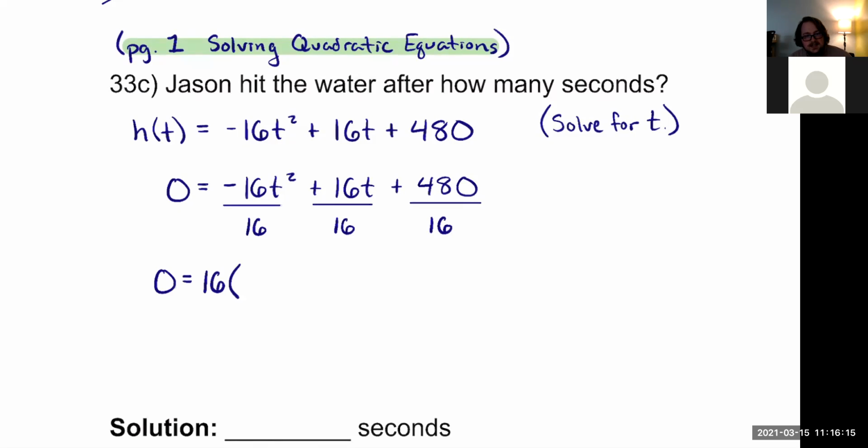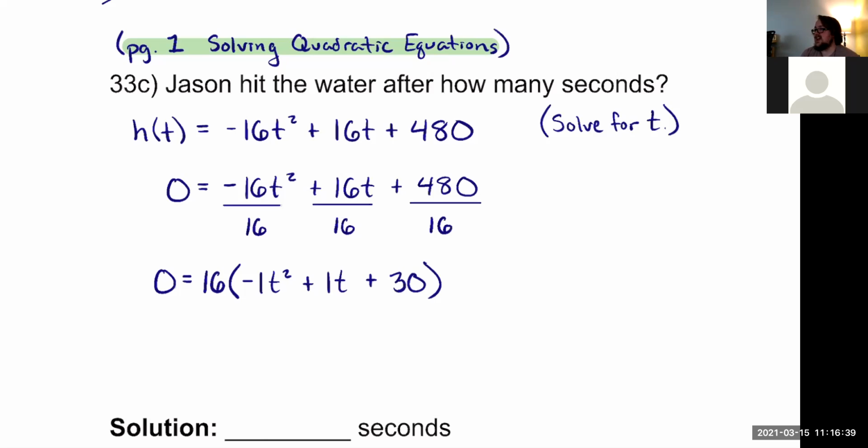Negative 16t squared divided by 16 is going to leave me with a negative 1t squared. 16t divided by 16 is going to leave me with a positive 1t. And 480 divided by 16 is 30. Leanna's telling me. Good.